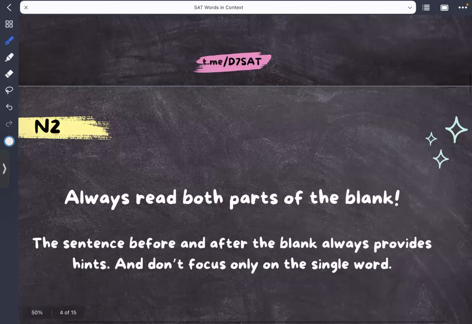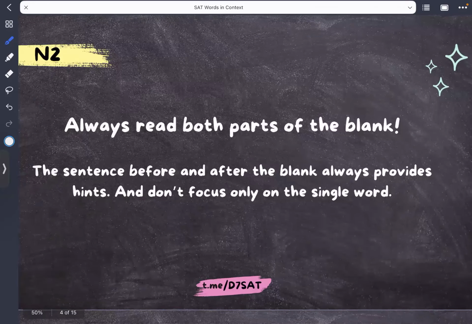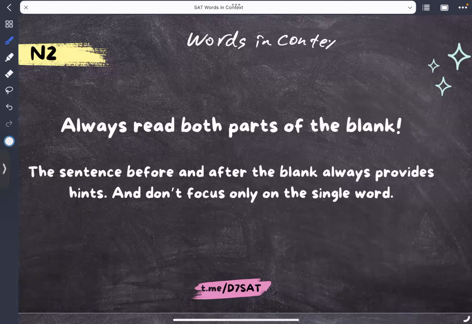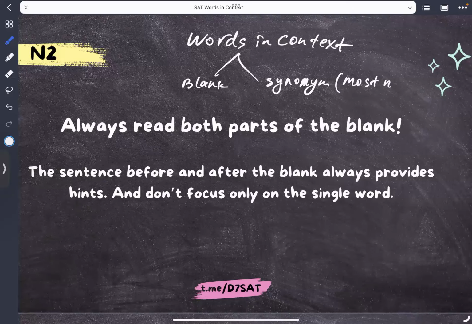Tip number two, always read both parts of the blank. There are two types of words in context questions. The first type is blank questions, and the second one is like a synonym question, where the question specifically asks what the word most nearly means. Usually they refer to a synonym based on the context of the passage, not just a regular synonym.